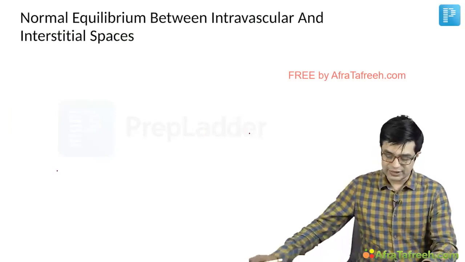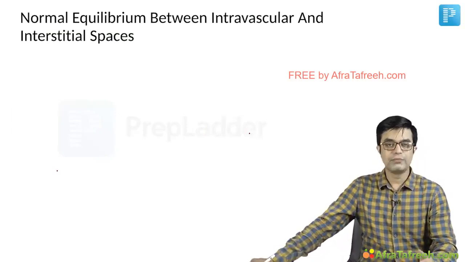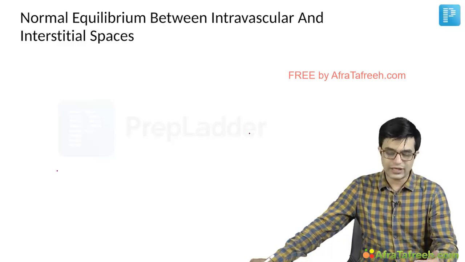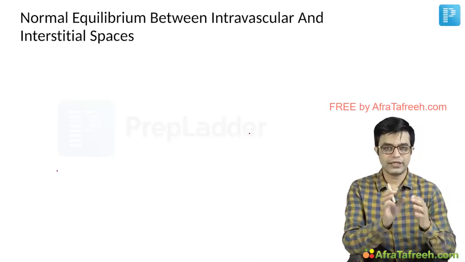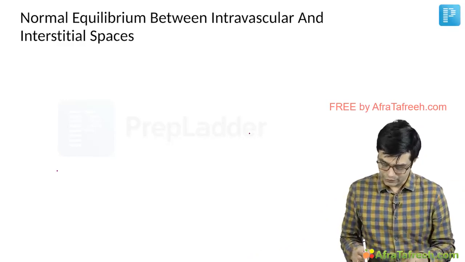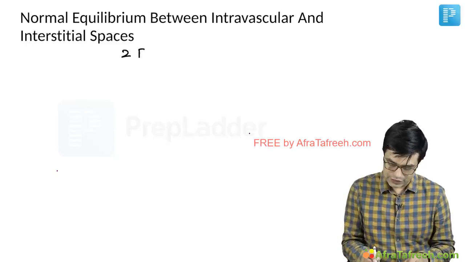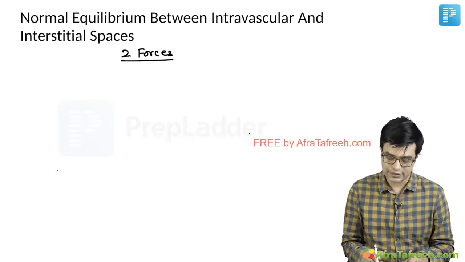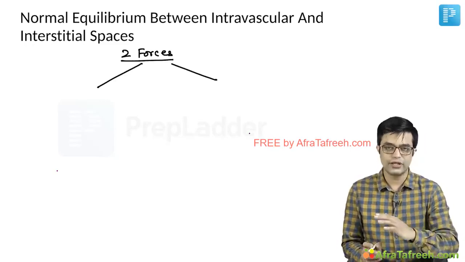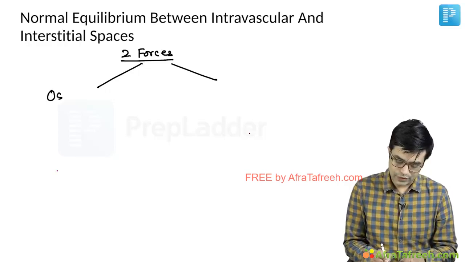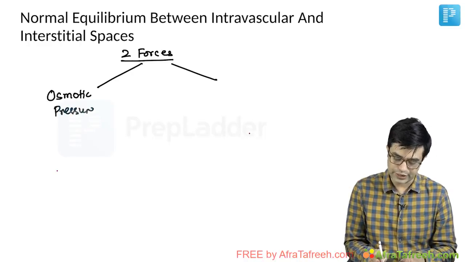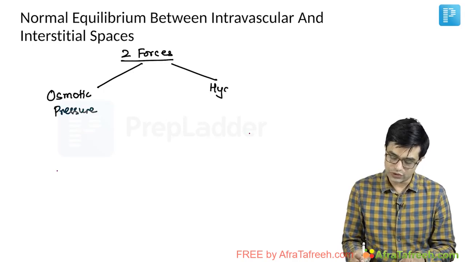So obviously the question arises, what maintains the normal equilibrium of fluid between intravascular and interstitial spaces, right? We will not talk about cellular fluid now, we will be talking about the ECF. Now if you broadly see, there are two forces which are involved in maintaining this balance. These forces act in opposite direction and balance out each other. One force is called osmotic pressure, also called osmotic gradient, and the second is called hydrostatic pressure or hydrostatic gradient.